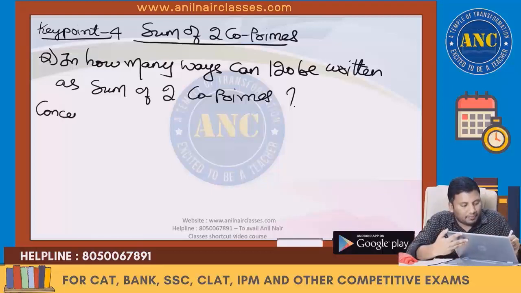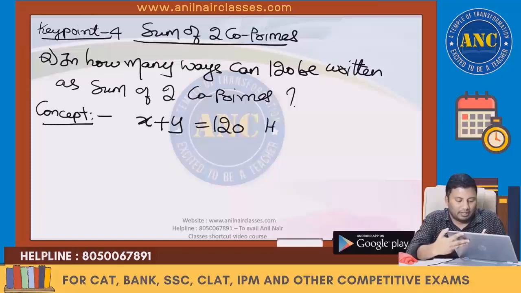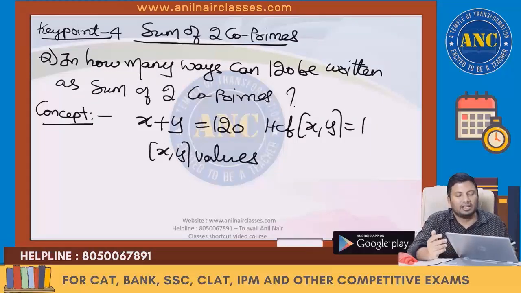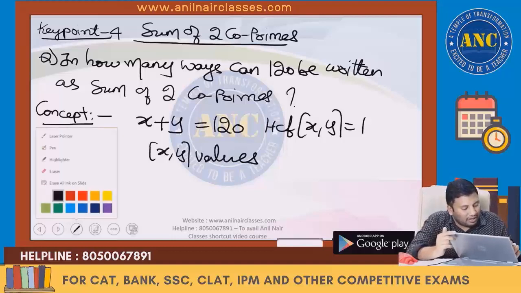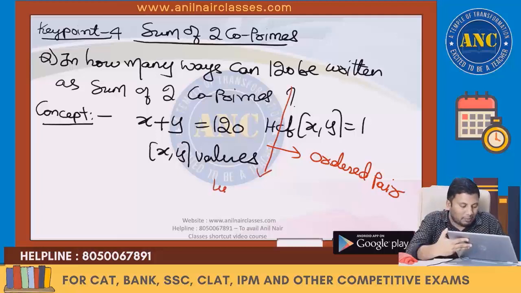Concept. X plus y equivalent to 120. HCF of x comma y equivalent to 1. How many values will x comma y take? What is the difference between these questions? These variables are present in this question. This is an ordered pair. If variables are not present in this question, it is an unordered pair.